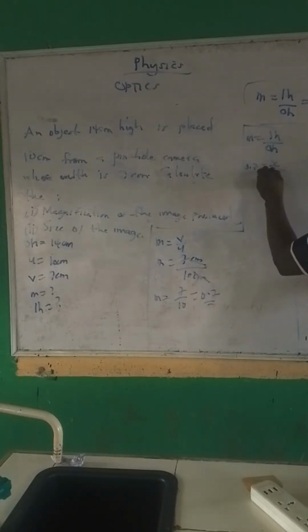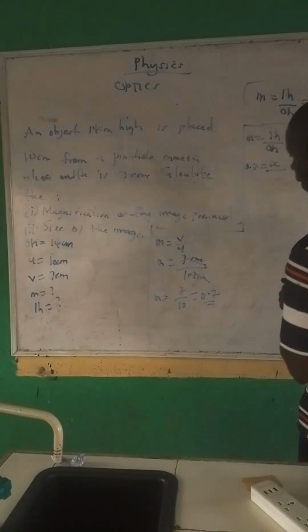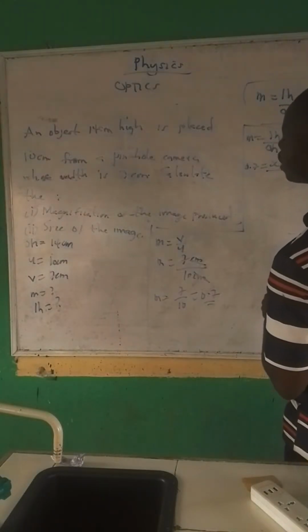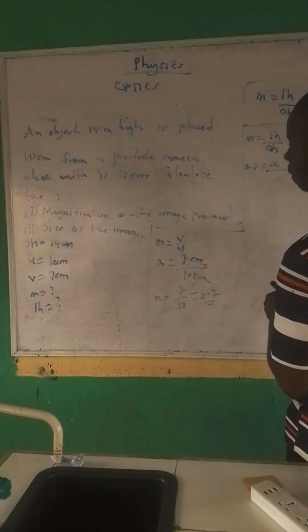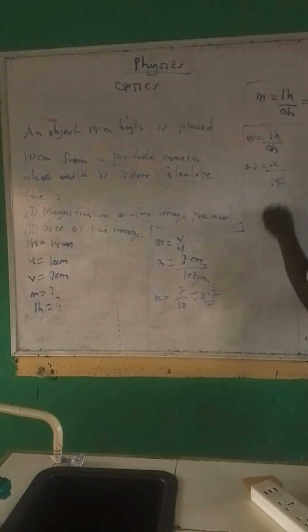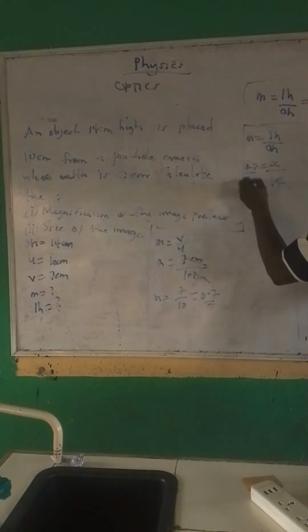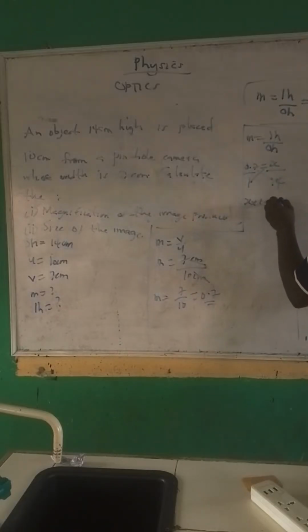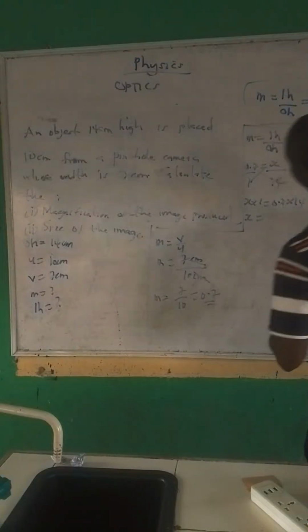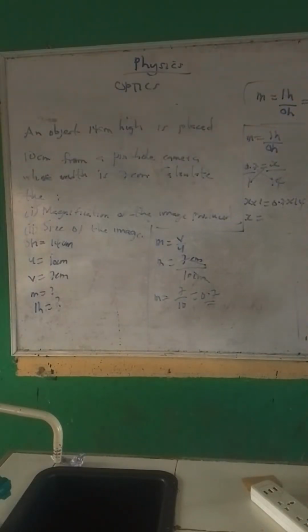Let's say it is x, all over object height. Object height in this case is 14. Alright? So what do you do? You cross multiply. If you cross multiply, you have what? x times 1 is equal to 0.7 times 14. So x is equal to 0.7 times 14.